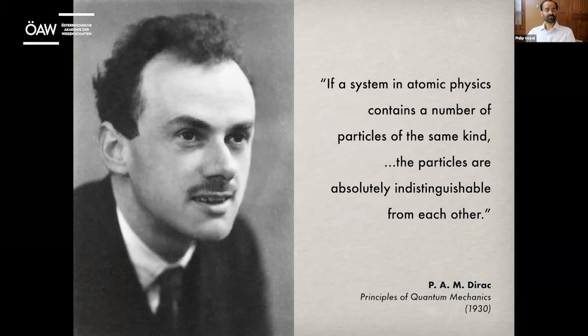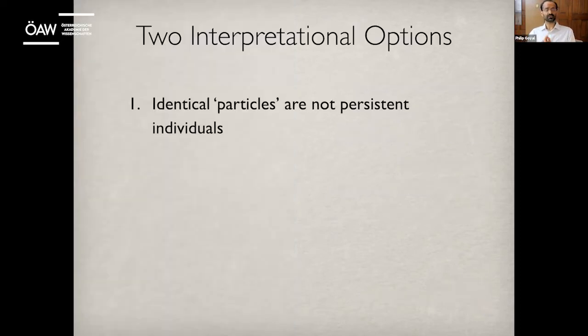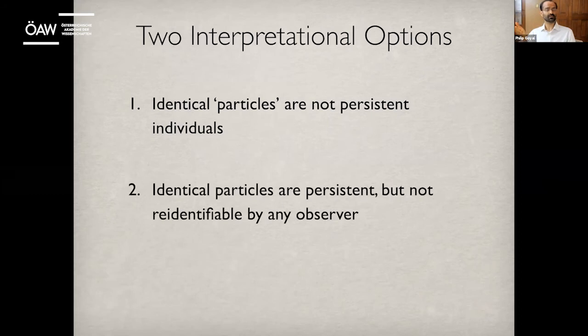So what I want to impress upon you is that we have here at the very early stages two very different interpretations coming out. And we can put them alongside each other in the following way. The first is that identical particles are not persistent individuals. So they lack persistence, the quality of persistence that we attribute to ordinary objects. So this is a very deep undermining of our everyday intuitions about physical objects. The second option, due to Dirac, retains persistence. So these objects are still persistent. They can be labeled, theoretically, but on the other hand, they're not re-identifiable at all by any observer.